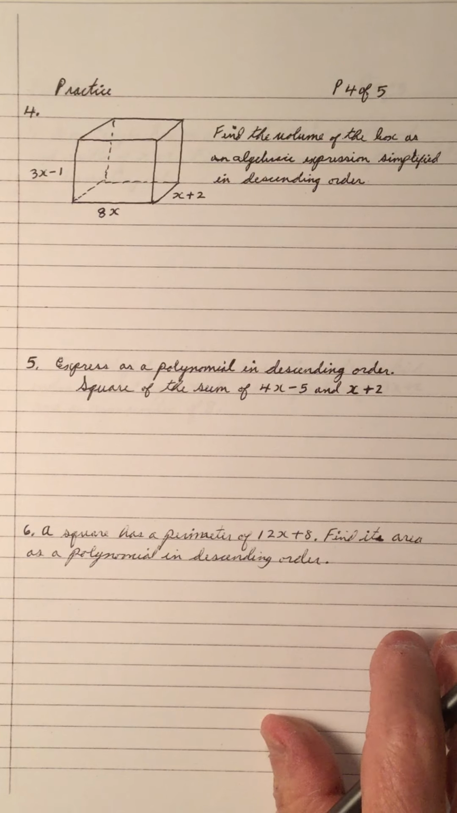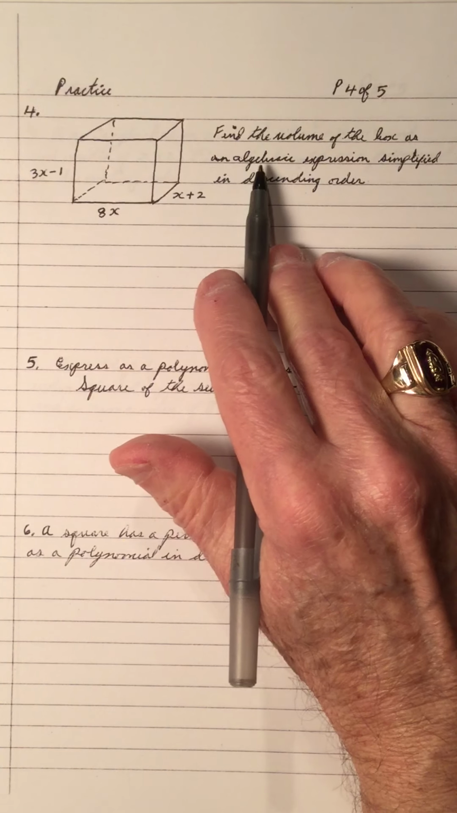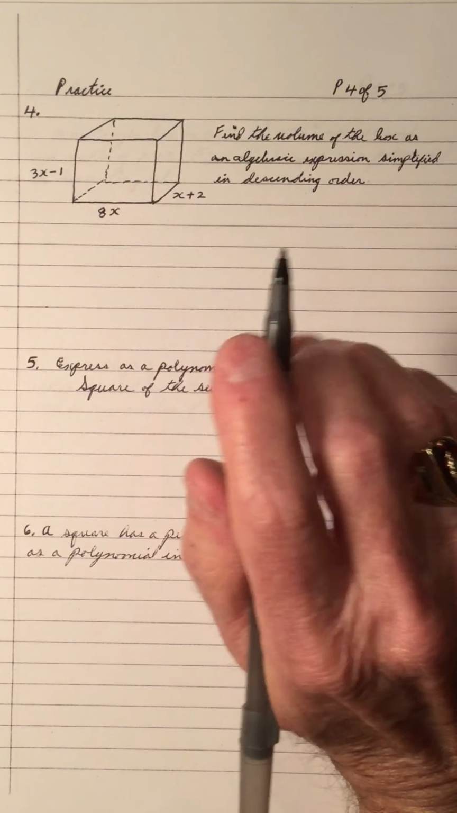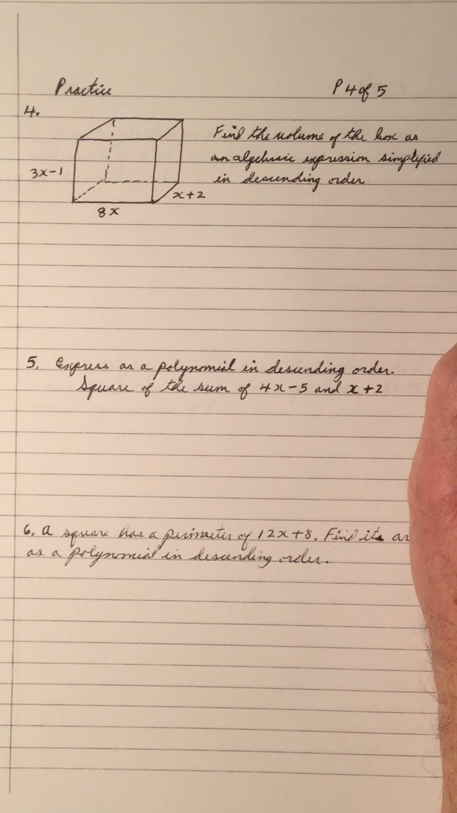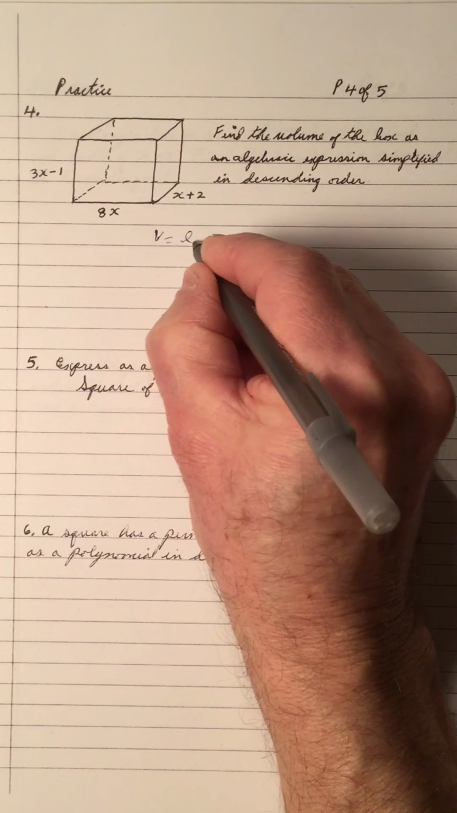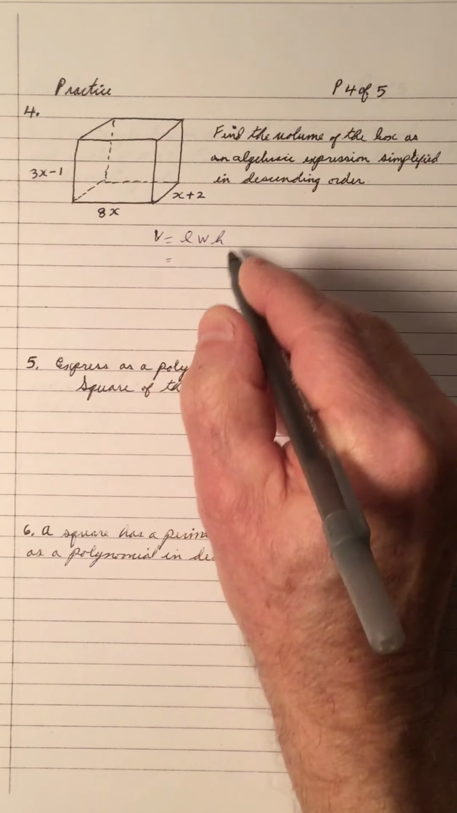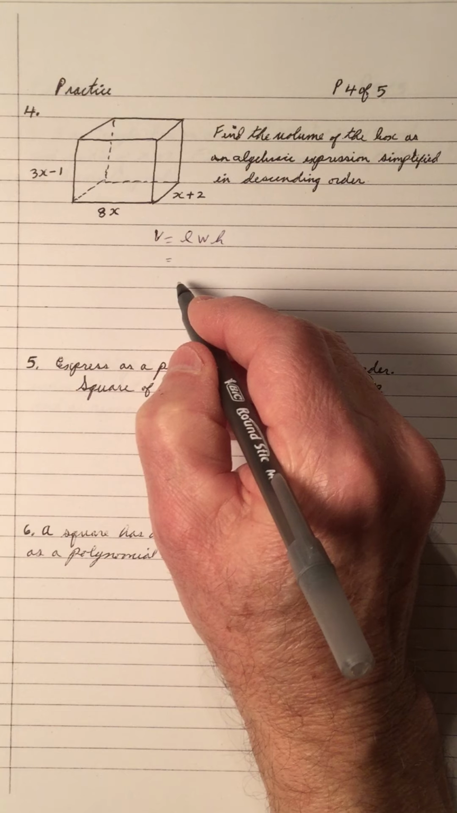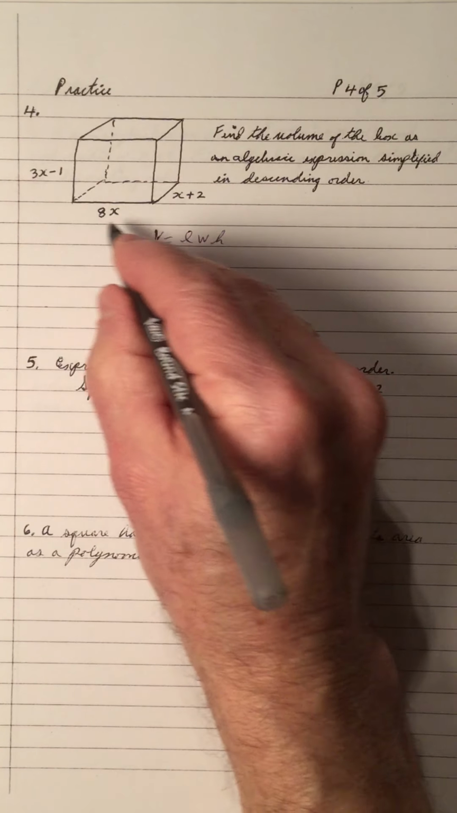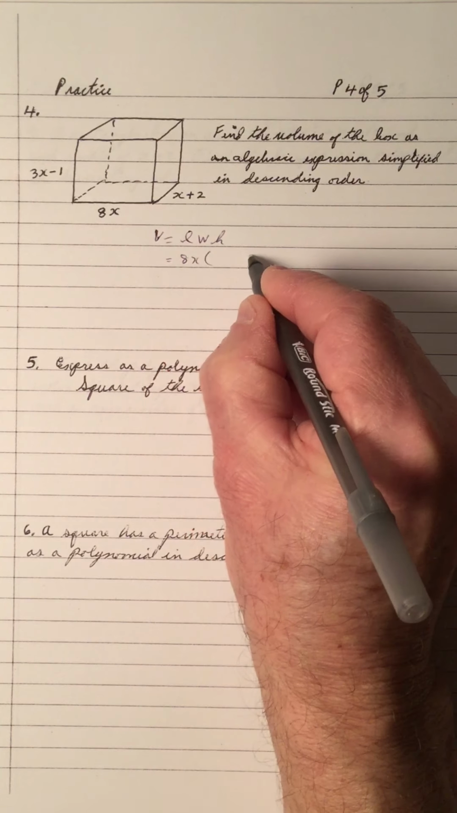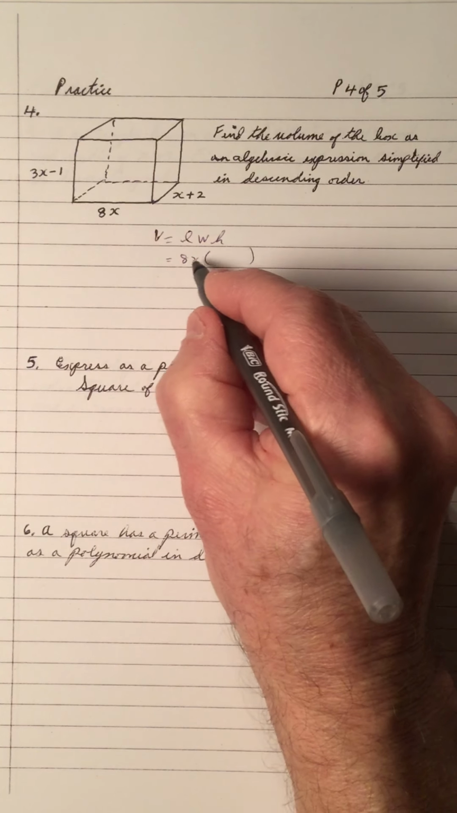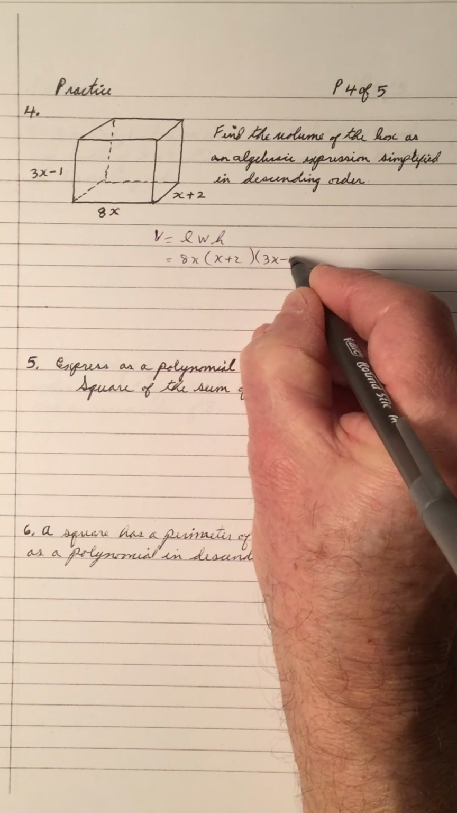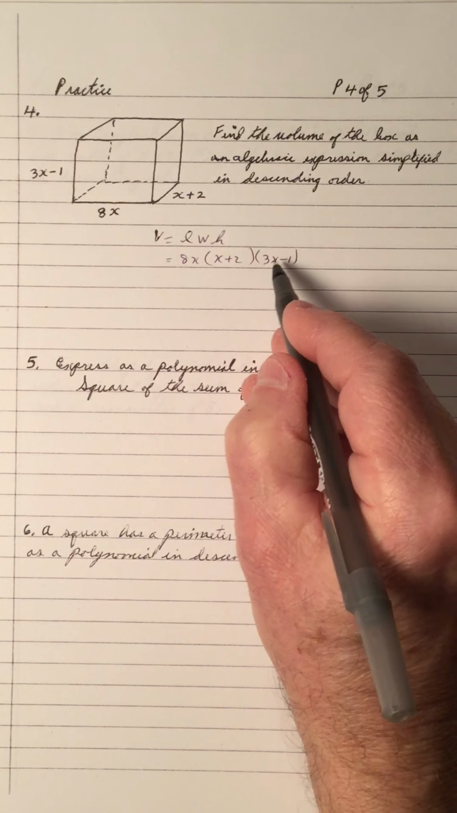Number 4. Find the volume of the box as an algebraic expression simplified in descending order. Always simplify, always in descending order. The volume of a box is the length times the width times the height. Notice there's no multiplication sign between, it's understood. The length times the width times the height. If I've got 3 products, I put the monomial first, the binomials after.